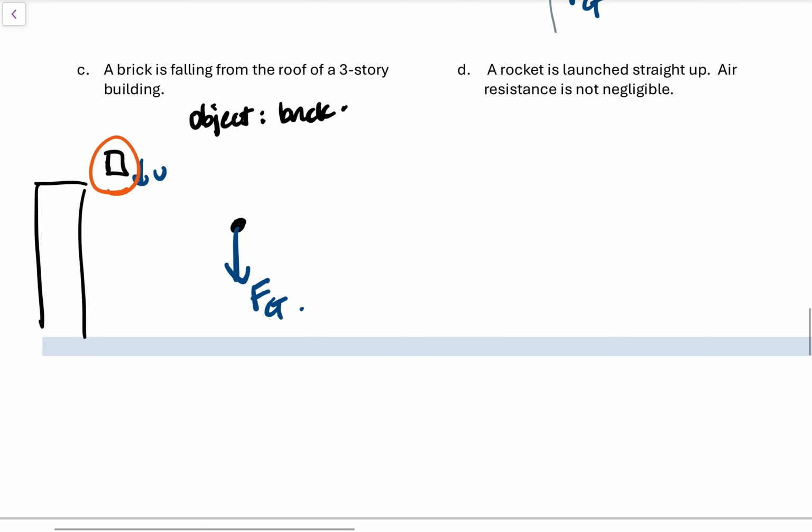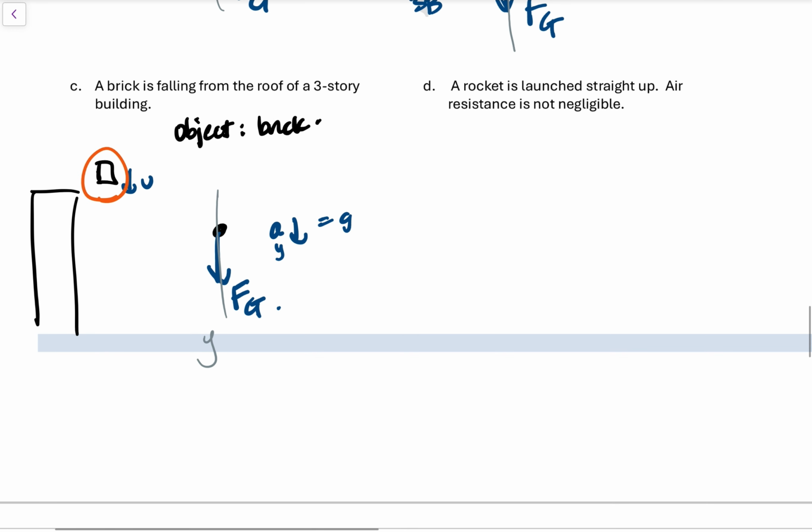So in this case, if I do a coordinate system, I'm going to say y is positive going down. We should know that we would have an acceleration, right? I'm going to have an acceleration in the y direction that's going down. And actually, we know what that acceleration is from our free fall type of problems. We know that this actually is going to be equal to g, right? So this is just a free fall situation. In a free fall situation, the only force that is acting is that gravitational force.